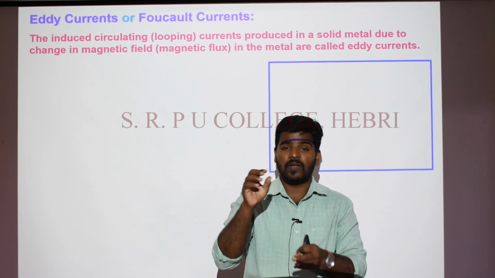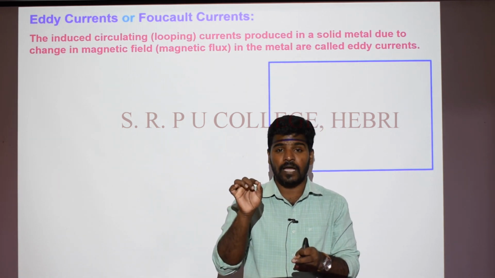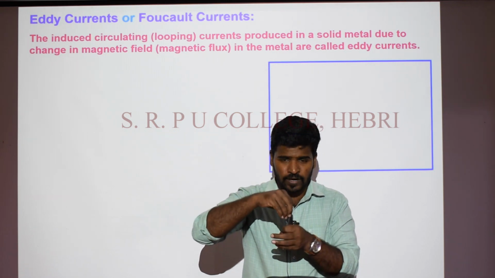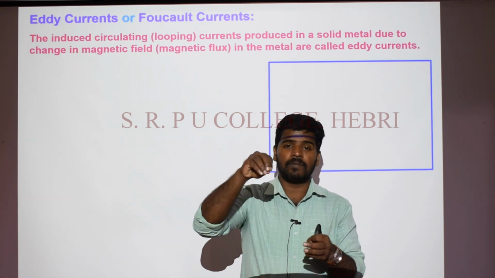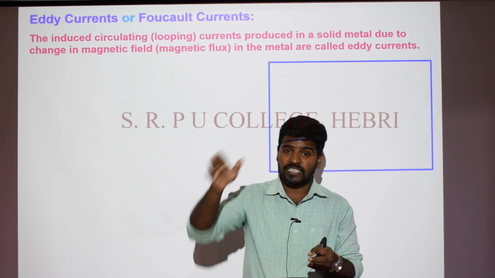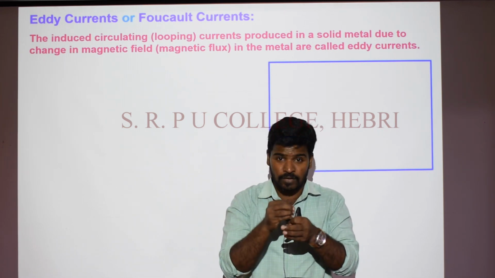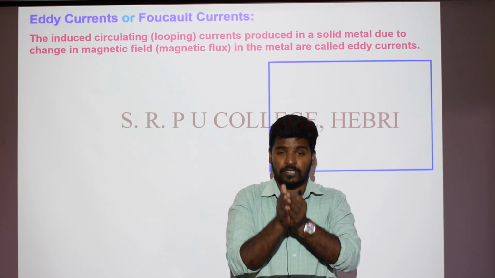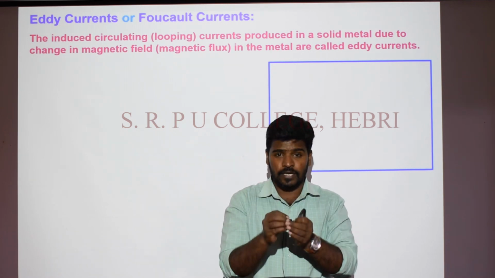Is it clear? Therefore, this kind of opposition offered by the induced current to the metallic plate is called electromagnetic damping. But by that process we are inducing the current on that material.